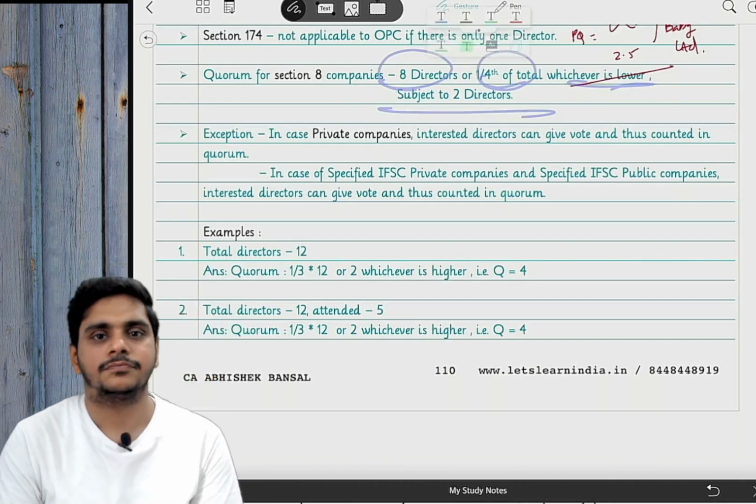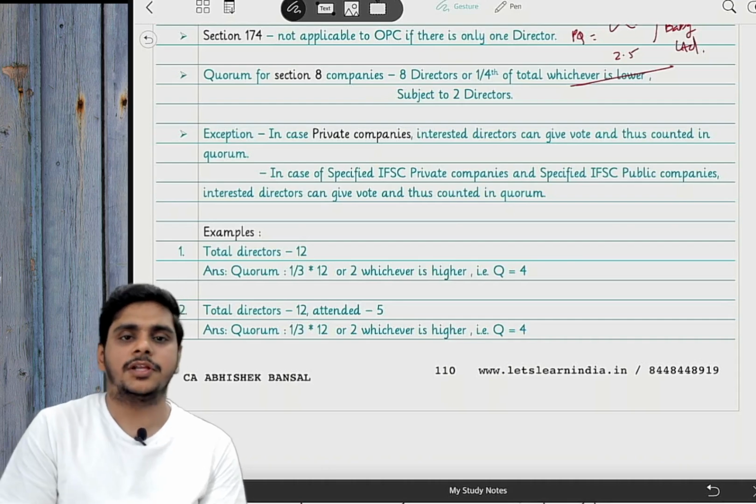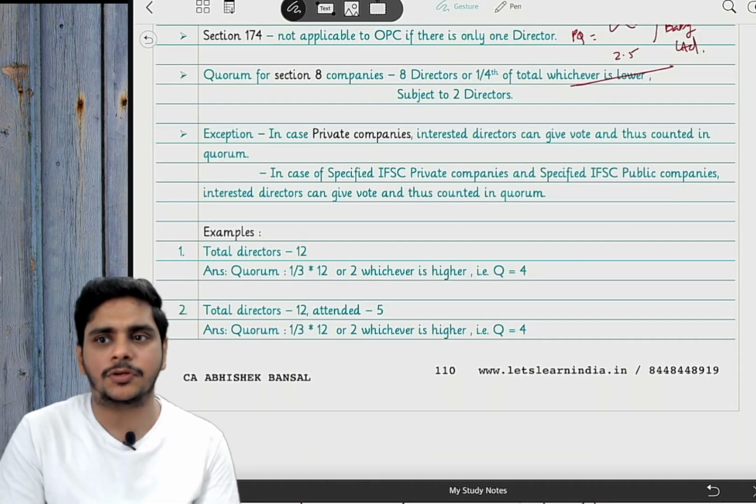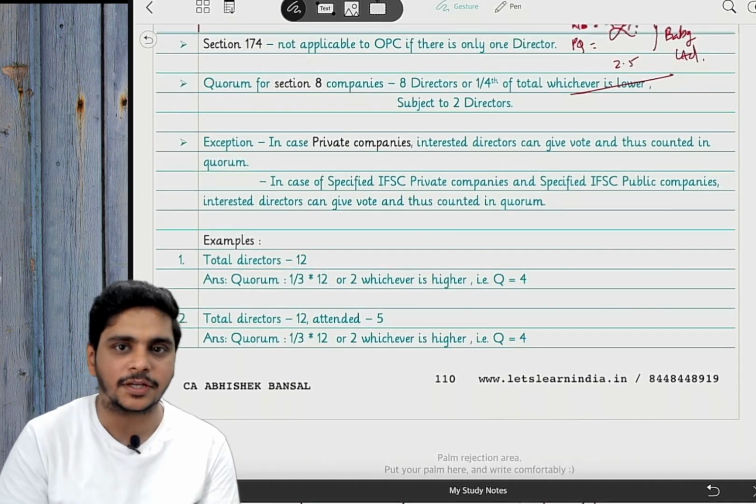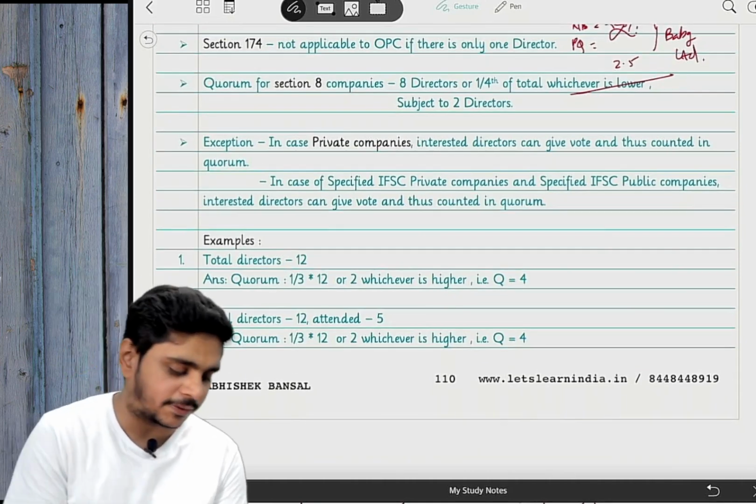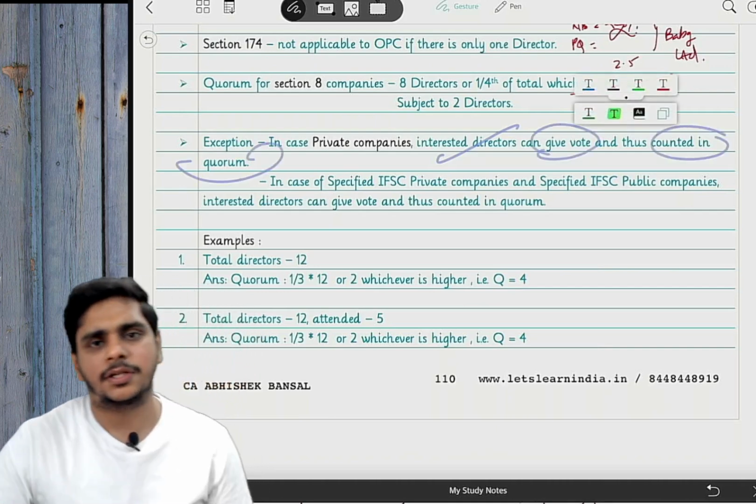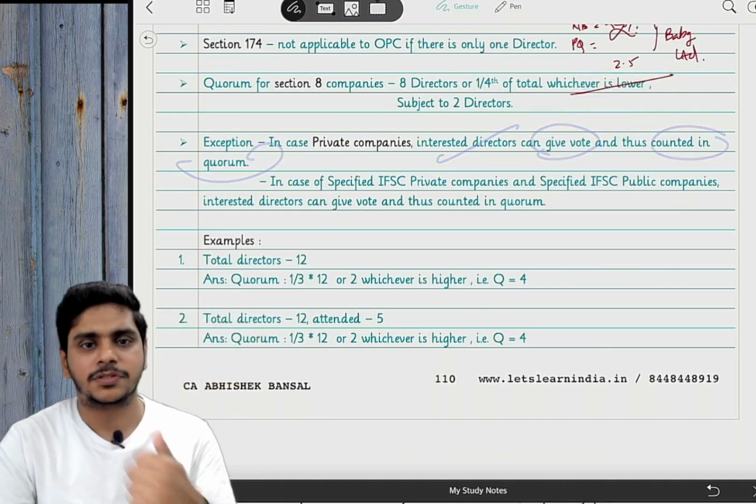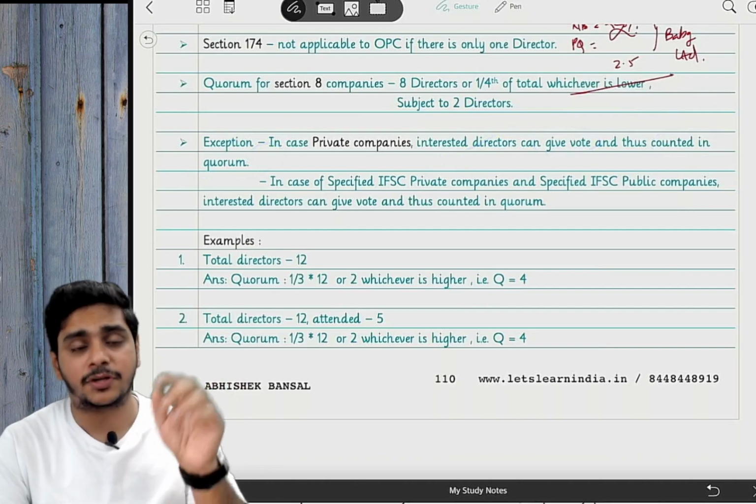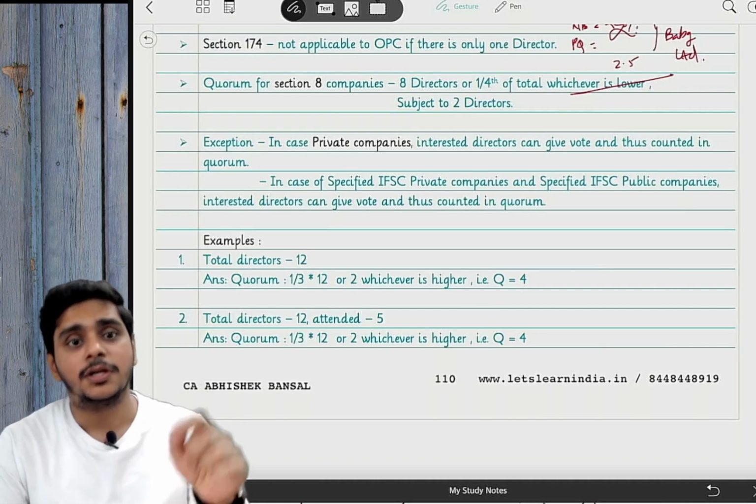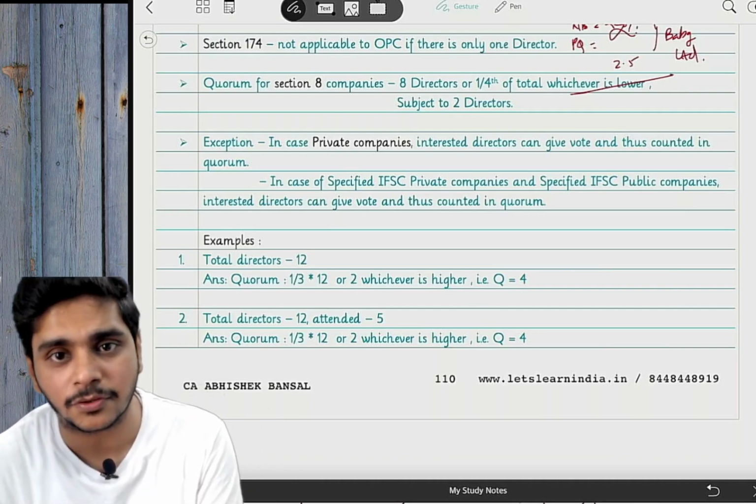Generally, if you are an interested director, you cannot vote because you abstain from voting. However, in the case of private companies, an interested director can vote and is therefore counted in the quorum. Generally interested directors are never counted for quorum because they cannot vote. But in a private company, if you are an interested director, you can vote, and once you have voted, you will be counted for quorum.